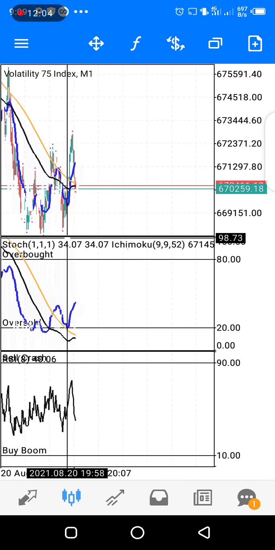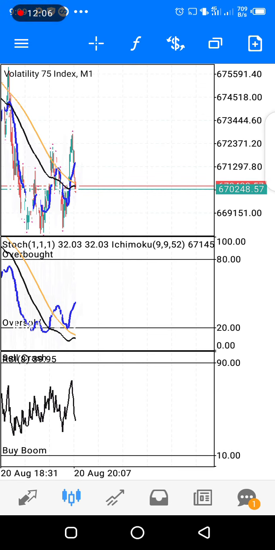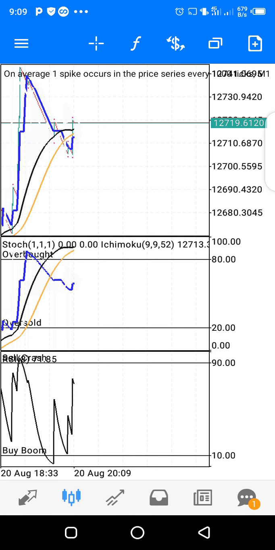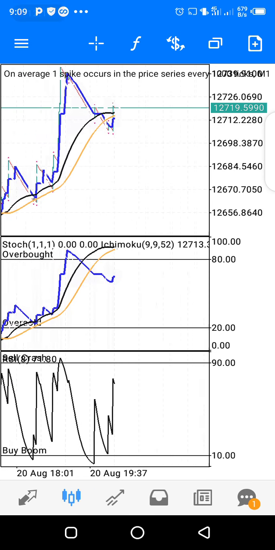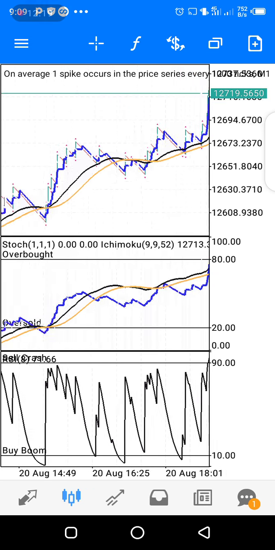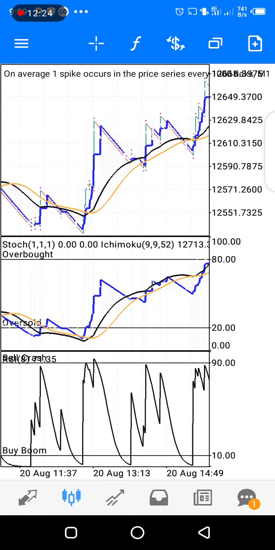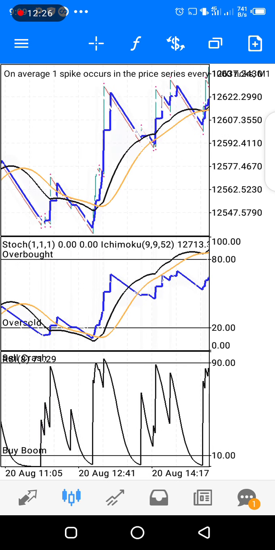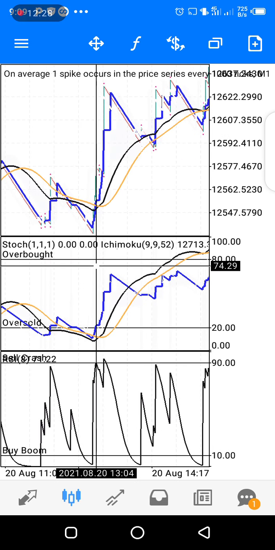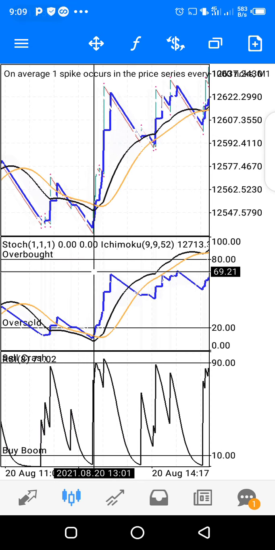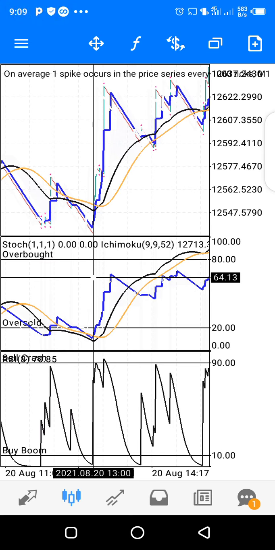So that's how it is. Now, one more thing I need to explain to you: our indicator Window 2. You see this indicator, the Relative Strength Index here. This Relative Strength Index helps you to know when to buy. It's only for spikes, when you want to catch spikes.